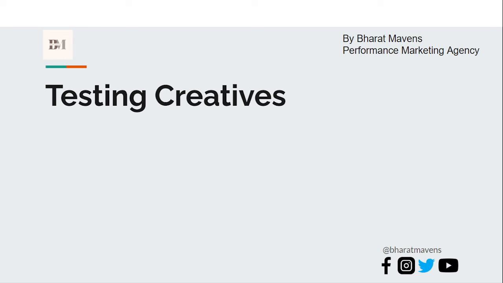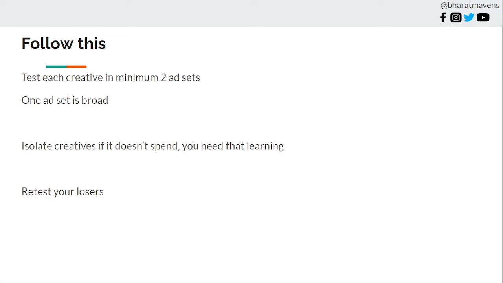Number four, how do we test creators for 0 to 100 orders per day? Follow this. Test each of the creatives in minimum 2 ad sets, and one of them must be broad. It's minimum, it's not maximum, 2 ad sets. One of them you can keep broad, so that we know how this creative performs on a very open audience. Does it find its own audience automatically?